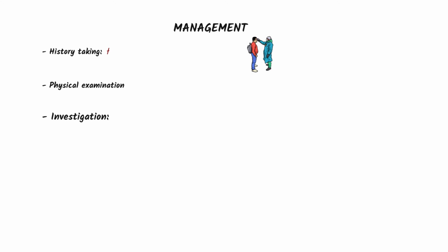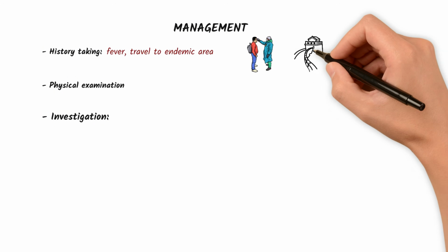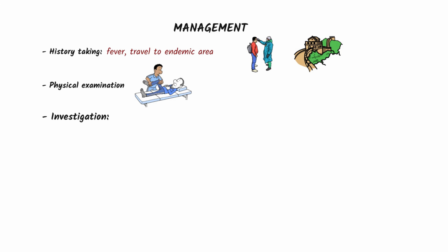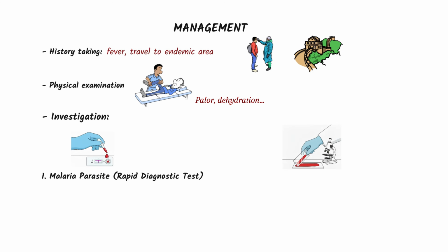Management. The management of malaria is grounded in 3 phases: history, physical examination, and laboratory investigation. We establish the history of fever cycles and endemic travel. On physical examination, we focus on the key danger signs, checking for pallor, dehydration, prostration, and any features that suggest severe malaria. For diagnosis, the RDT offers a rapid screen, but light microscopy remains the primary standard.